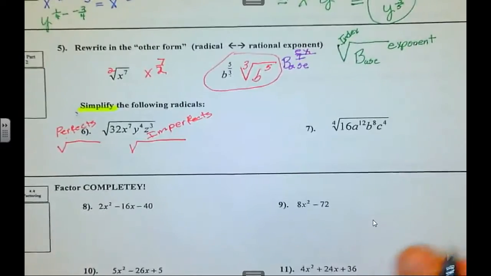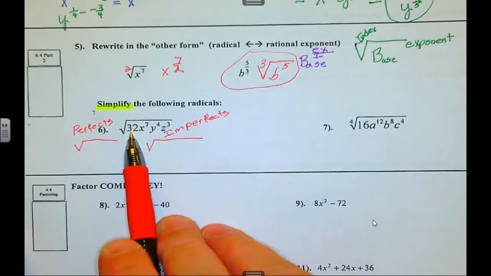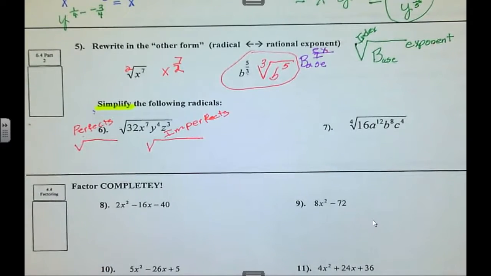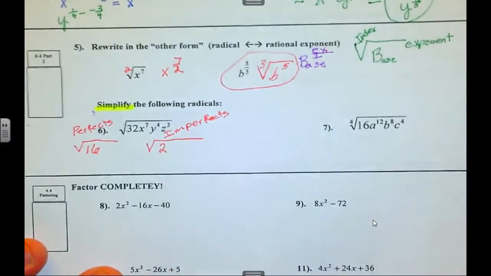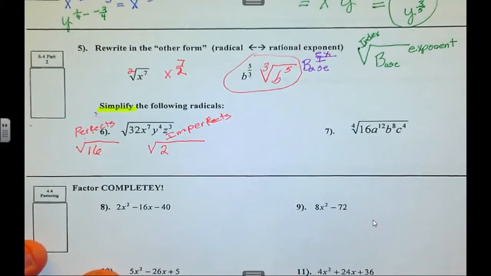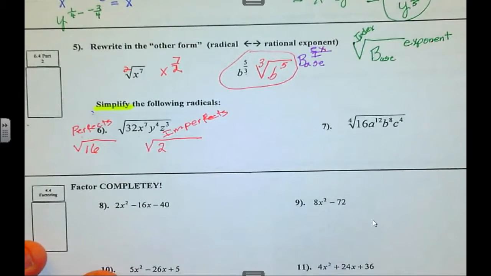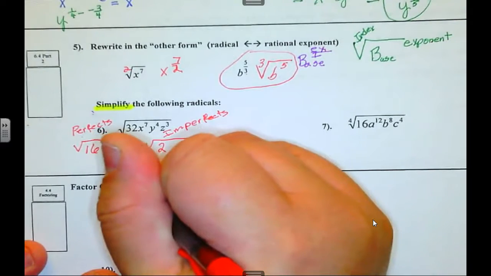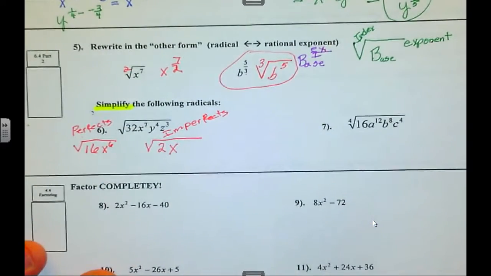Okay, the highest perfect square that's a factor of 32? 16. 16 times 2. What's the highest perfect square in x to the 7th? x to the 6th. That leaves me 1x left over for the student side.